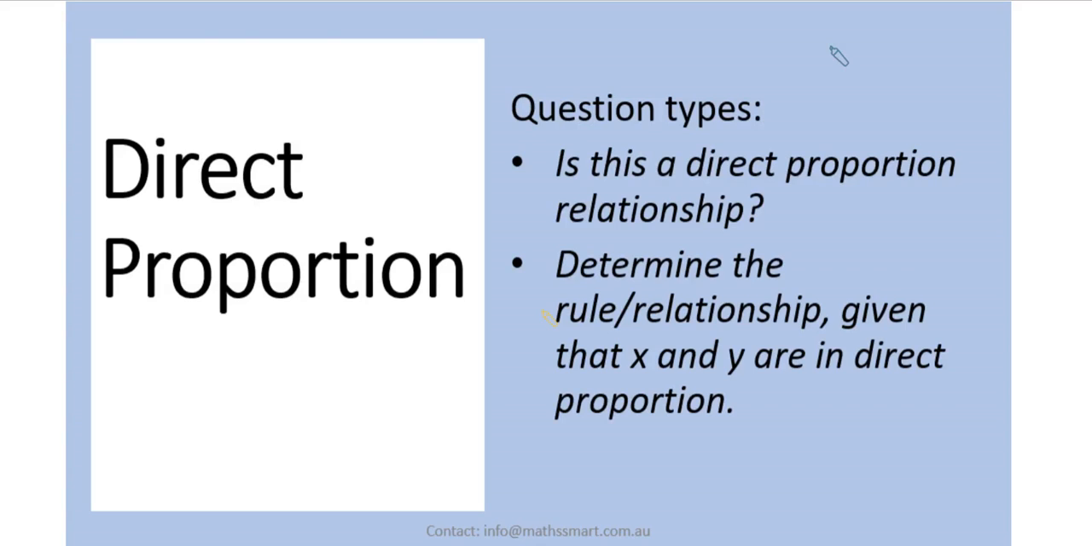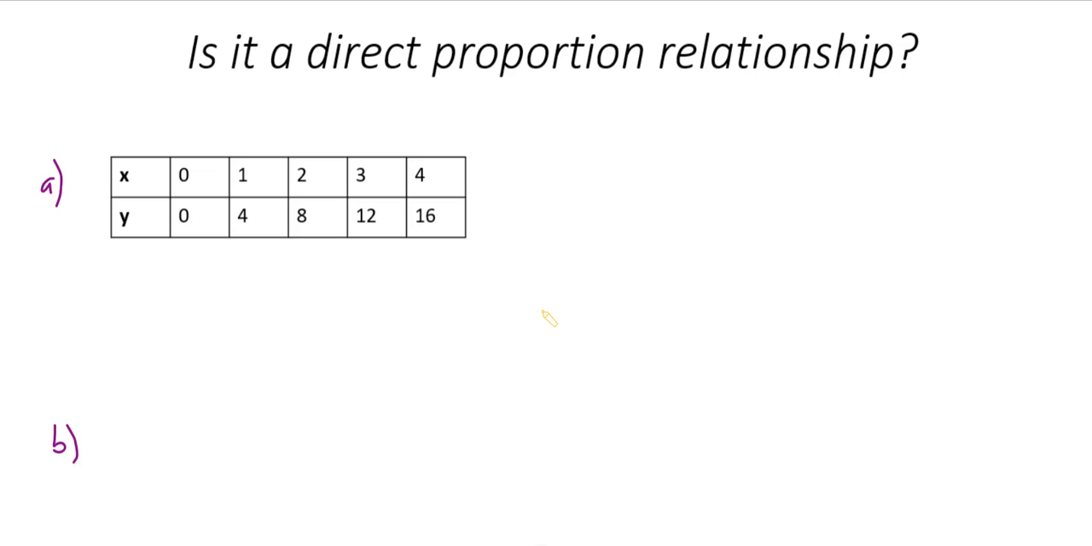Okay, so direct proportion. There are usually two things that we might have to do in an exam. We might have to actually show that it's a direct proportion relationship, show that two variables are directly proportional, or we might need to determine the rule or relationship, or even both. So prove it's direct proportion, and what should the rule be? So how are the variables linked? All right, let's get stuck into it.